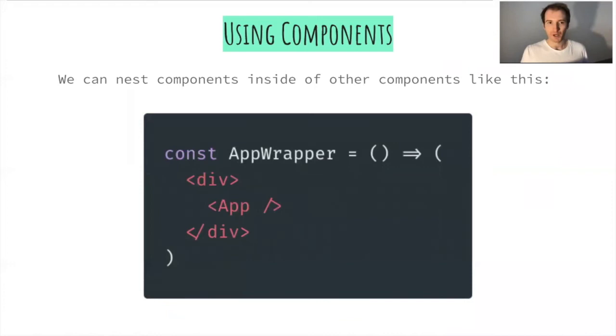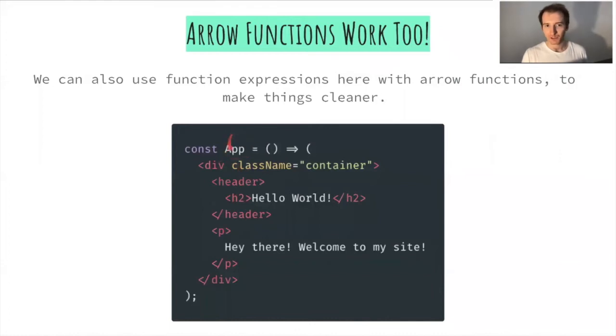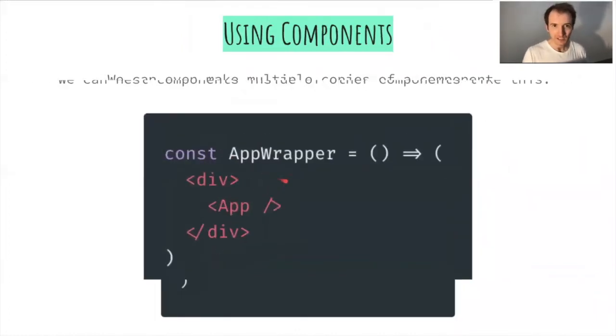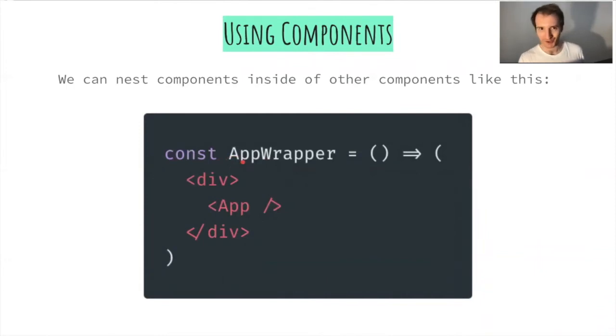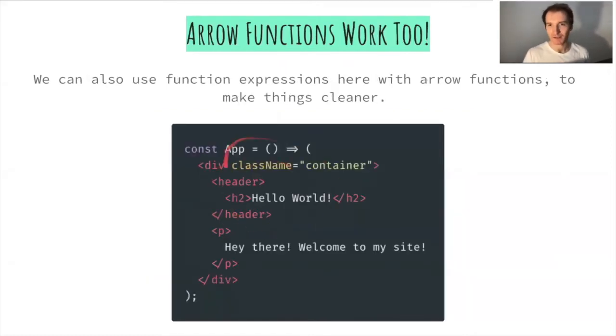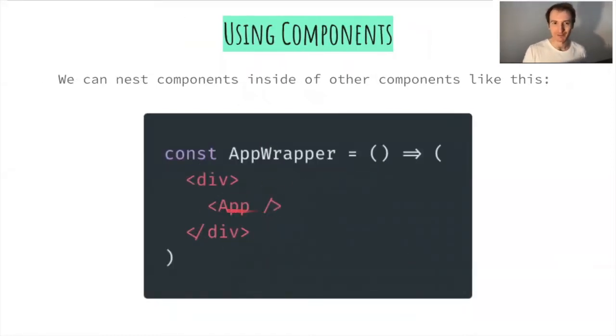And to actually use a component, we just need to write the name of the component as a regular HTML block. So in this case, we're creating a component called app. And in this case, we have this component called app wrapper, which is a new component, also a functional component. And we can simply inject everything that we have inside of this app component into our app wrapper just by using this name app. So this is just like a custom HTML element that we can create.